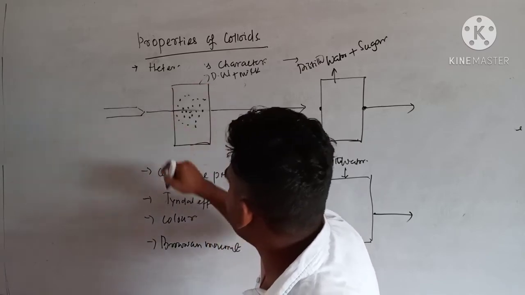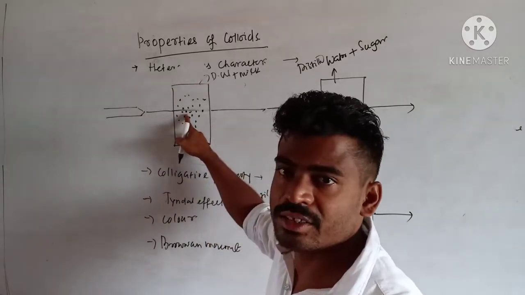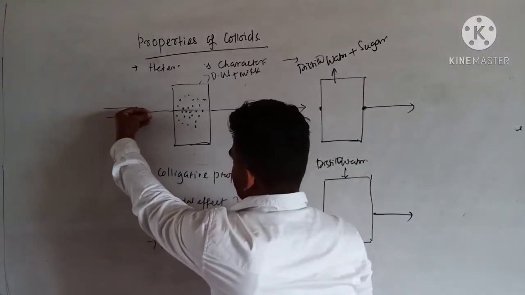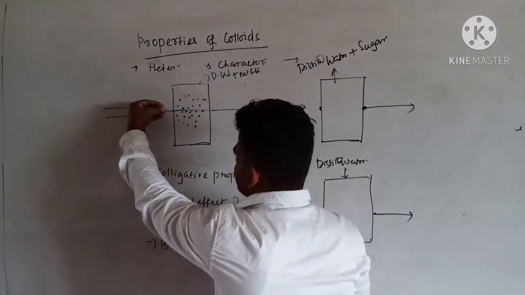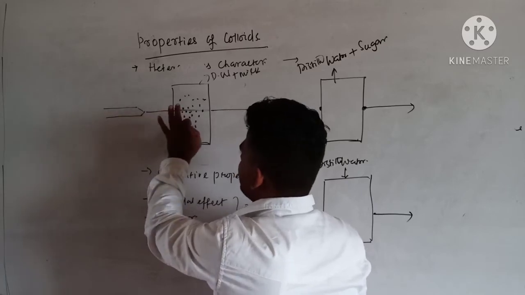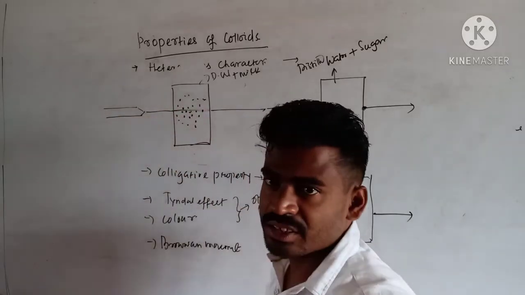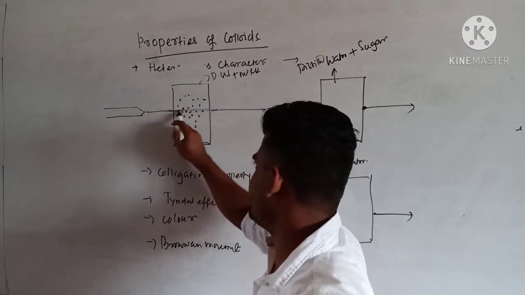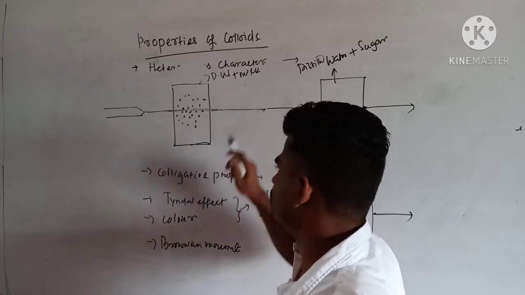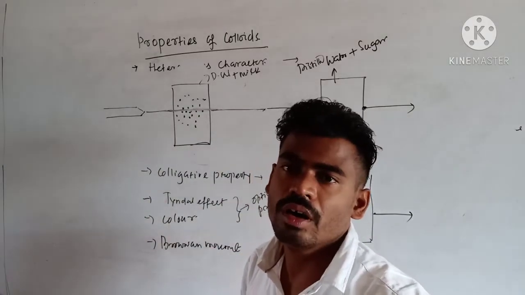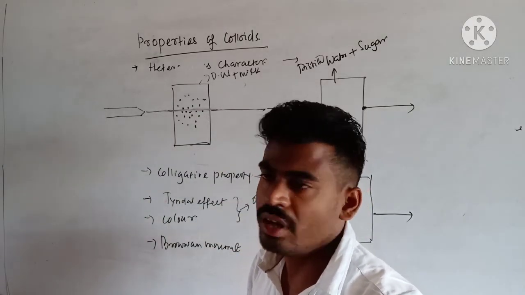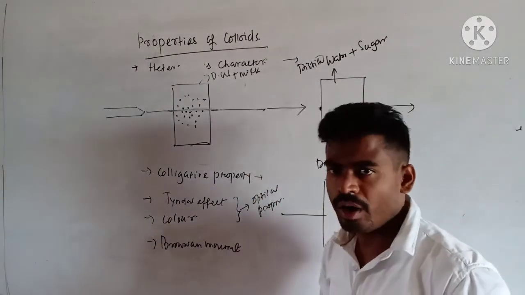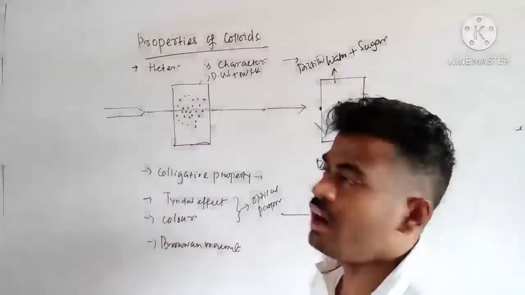this incident light gets scattered by these particles. The light will get scattered after striking these colloidal particles. That's why we are able to see the penetration of such light radiation through this solution. That is possible only in case of colloidal sols. So this is called Tyndall effect, the scattering of light over the colloidal particles.